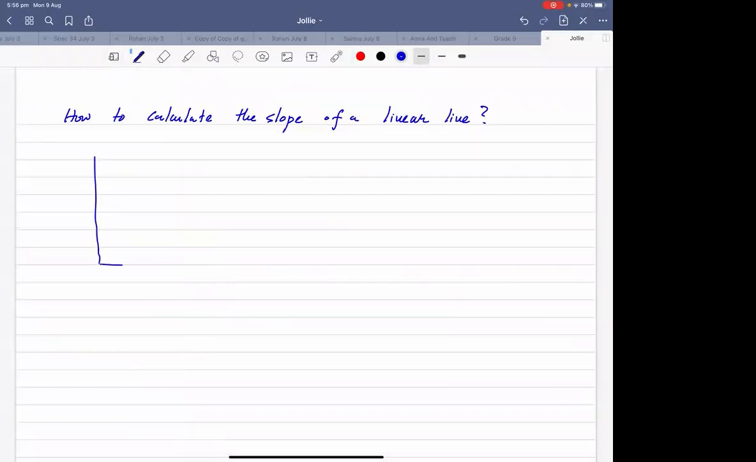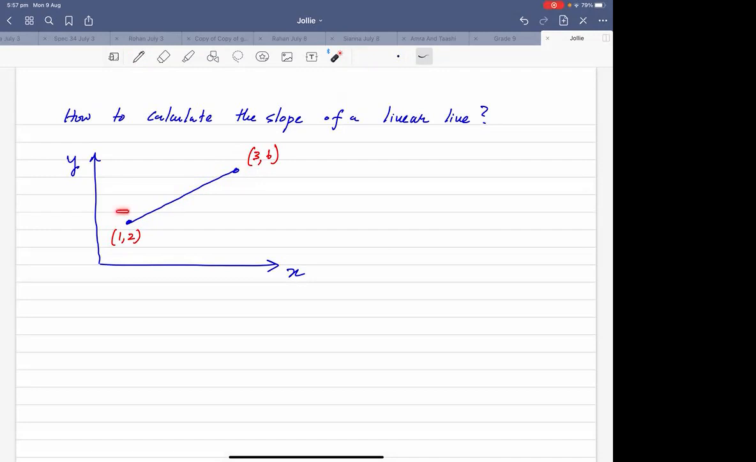So we will have an XY coordinate system here. And here we will have two coordinates. Suppose this coordinate is 1 and 2. The other coordinate is 3 and 6. Right? So these are 2 points, and this line is a straight line. Now, what kind of a slope are you expecting here? So you are expecting a positive slope.